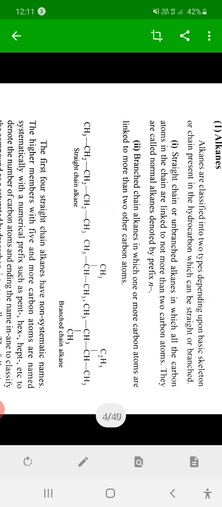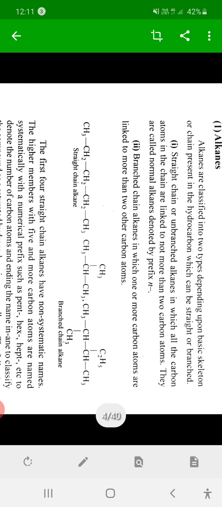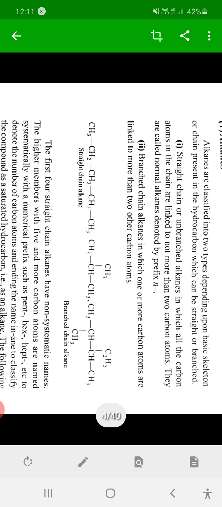Then the second rule, numbering the chain. Numbering is important, and numbering starts from that end which gives the lowest numbers, lowest digits, to the carbons which possess substituents. This is the second rule. The first is to select the longest continuous chain. Second, numbering.